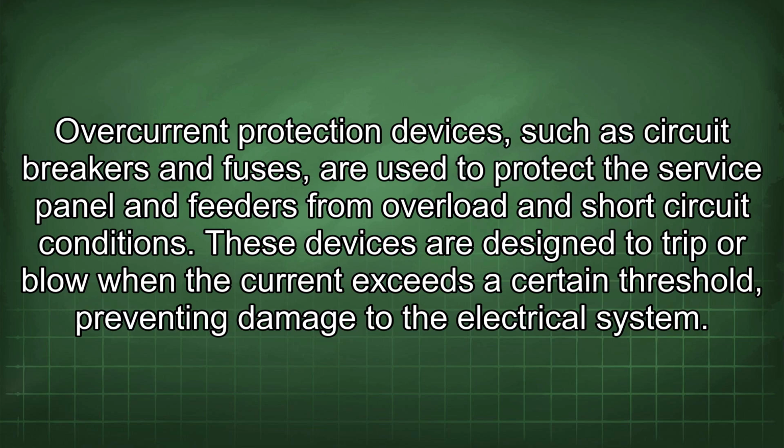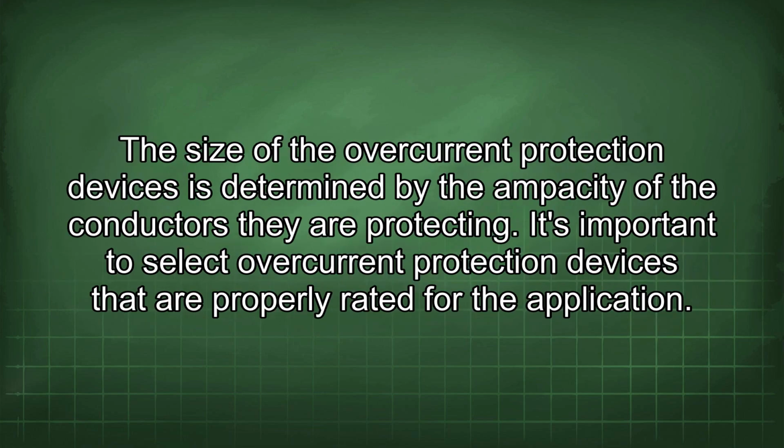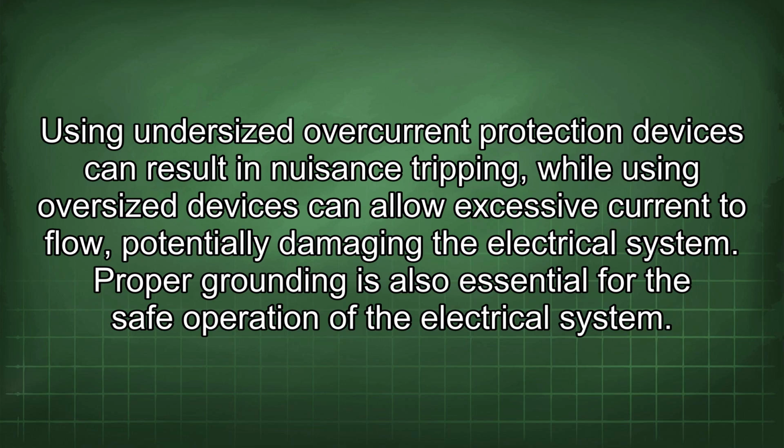These devices are designed to trip or blow when the current exceeds a certain threshold, preventing damage to the electrical system. The size of the overcurrent protection devices is determined by the ampacity of the conductors they are protecting. It's important to select overcurrent protection devices that are properly rated for the application. Using undersized overcurrent protection devices can result in nuisance tripping, while using oversized devices can allow excessive current to flow, potentially damaging the electrical system.